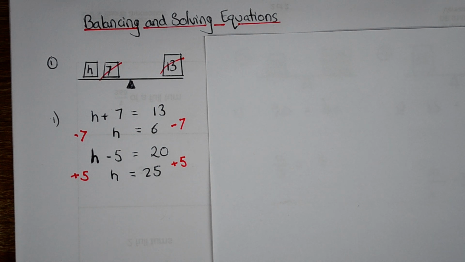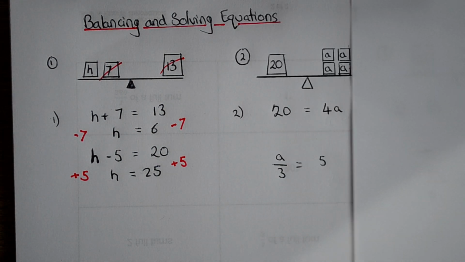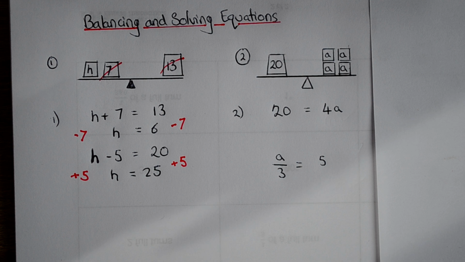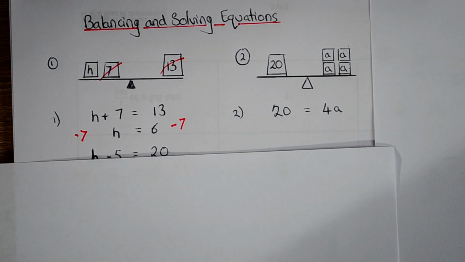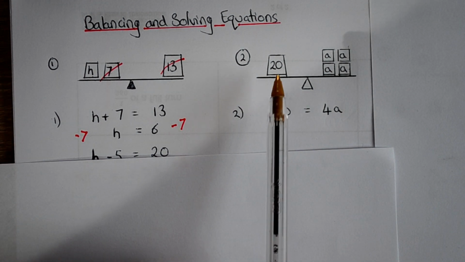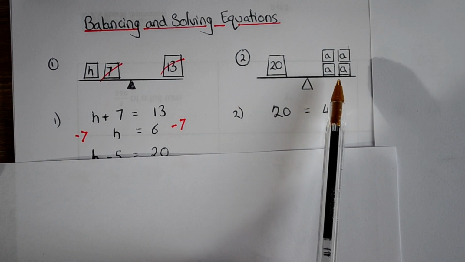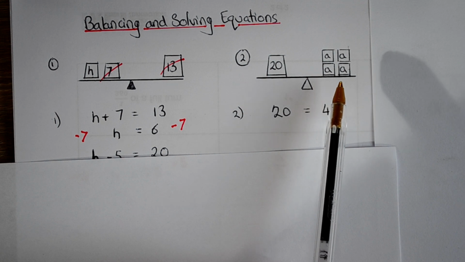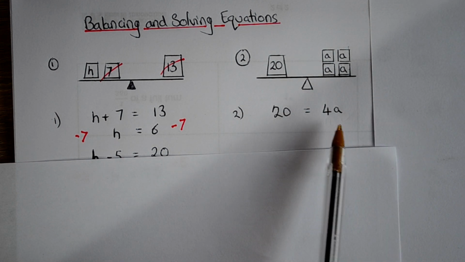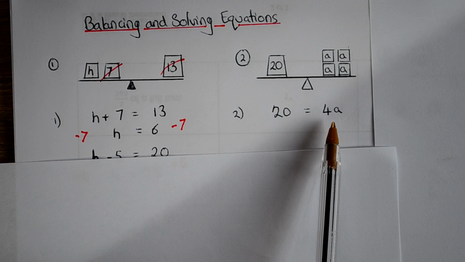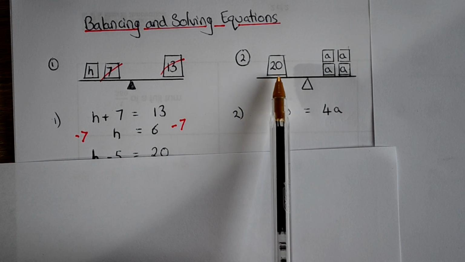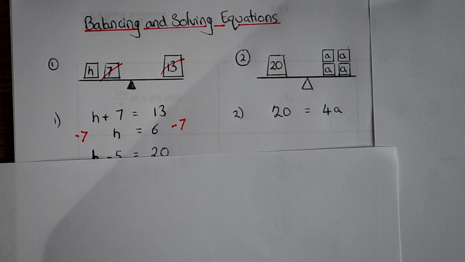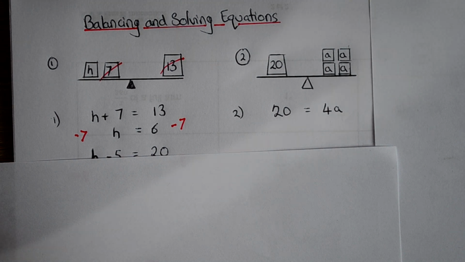Let's have a look at a slightly different equation. So let's just look at the first one. You can see on the scales, the picture, we've got a mass of 20 on one side, and on the other side we've got 4 of our unknown weights. We could do a plus a plus a plus a, but we've written down 4 lots of a, 4 times a. Now what we want to do to find out what the mass of one of these is, we need to split this up into 4 equal parts. And we do that by dividing by 4.